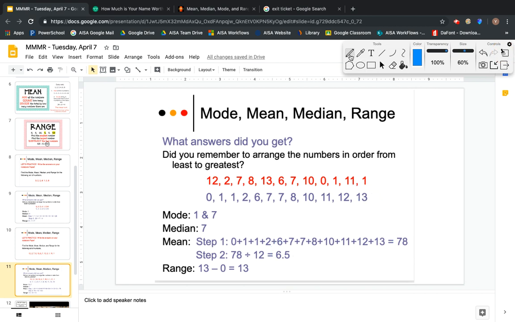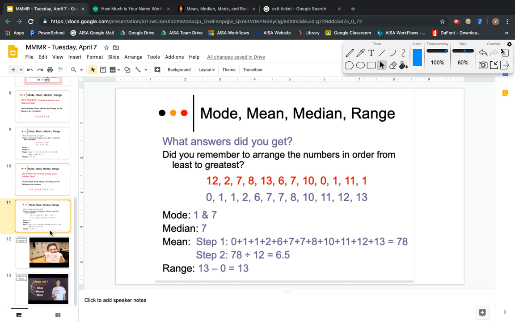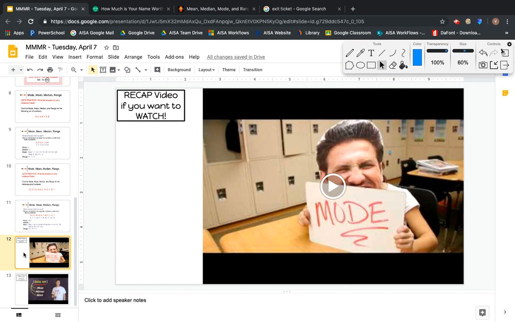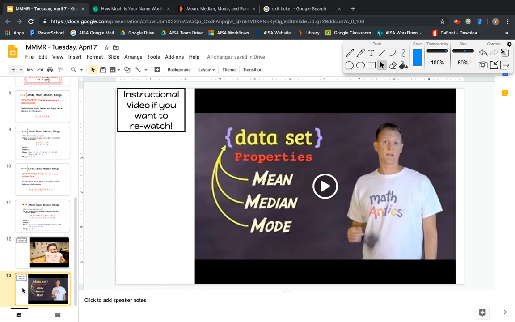At this time, you are going to take a picture of your paper or of your notebook, and you're going to upload these two problems either to your Seesaw or Google Classroom. And after you upload your work, you are also going to complete the exit ticket that is in Google Classroom. If you need additional review before you start your exit ticket, there is also 2 videos on this lesson that you can rewatch to help you refresh your memory on what our mode, median, mean, and range are.